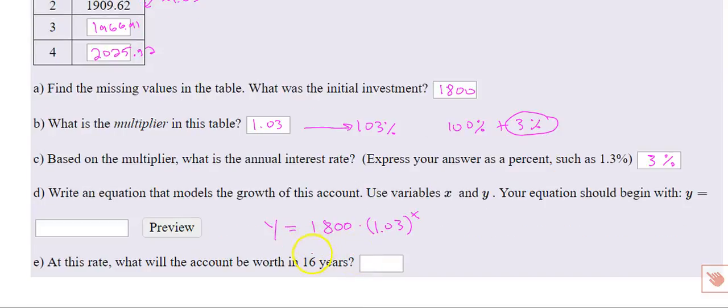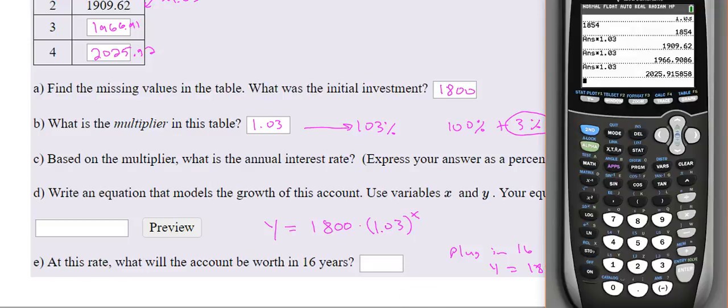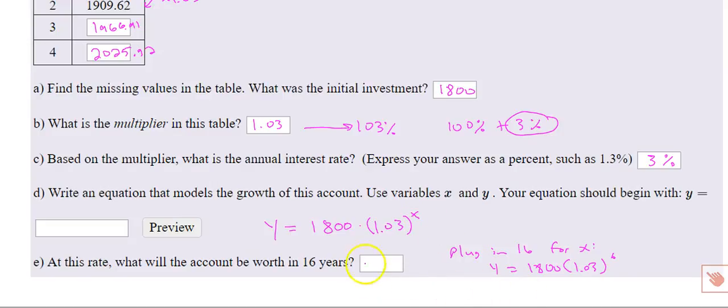And at this rate, what will the account be worth in 16 years? I'm going to plug in 16 for x. Let me write it out first. Y is 1800 times 1.03 to the 16th. So I can go to my calculator, and I can do that. 1800 times 1.03 raised to the 16th power. I'm sorry, I need to fix that on the page. I get 2,888.47. And this was the 16th because I'm plugging in 16 years.